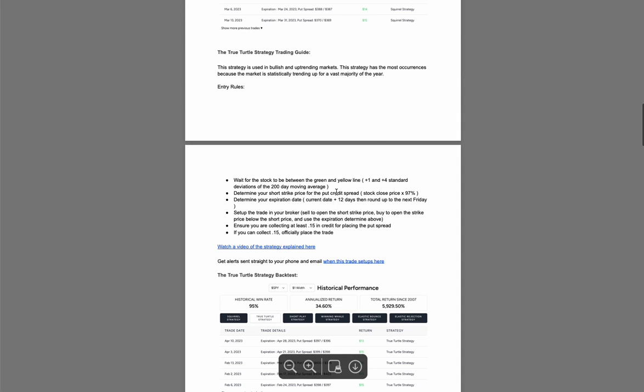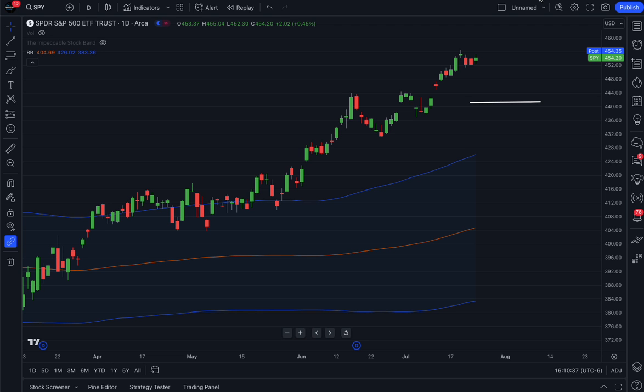Next, what is our expiration date? Well, instead of doing 14 days out, we're going to do 12 days out and then round up to the next Friday. So again, today right here is the 24th. So if we add 12 days, it's going to be the 36th, which does not exist in July. So we've got to jump to the next month. So we're looking at August.